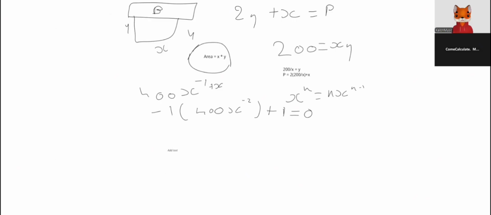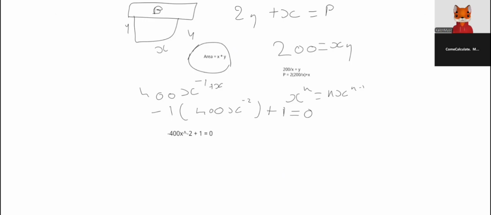Now we will add 400x to the negative second to both sides. This makes it into 1 equals 400x to the negative second. Knowing this is very good. It means that we just turn the 400x to the negative second into 400 over x squared. We know this because we turn 400 over x to 400x to the negative 1. So the x becomes x squared.